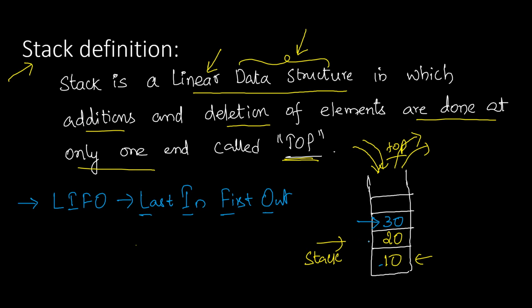First we have added 10, next we have added 20, and recently we have added 30. So this is the last element. If you want to delete an element from the stack, we have to delete 30 only, right? So 30 came last and it should come first. That is the meaning of last in, first out. So stack is called a last in, first out data structure. So you have to write all these points in the examination in your own words.